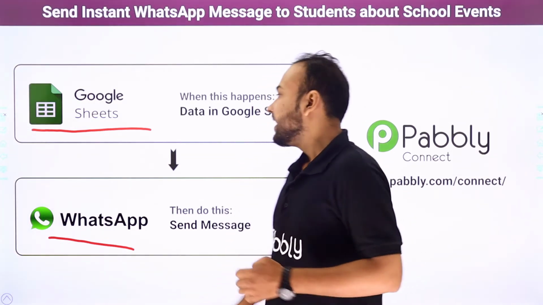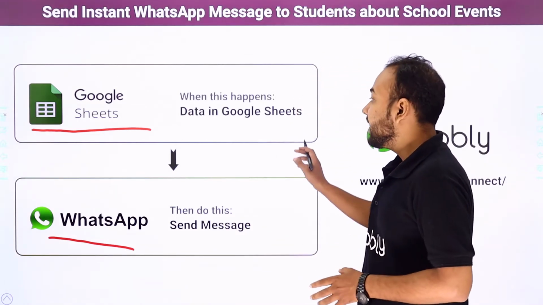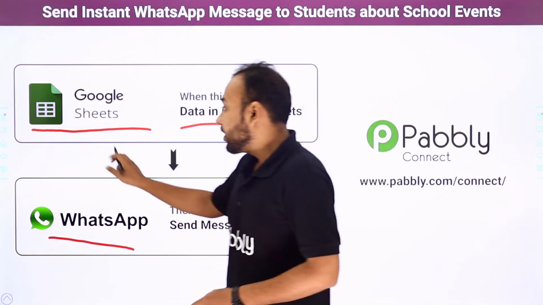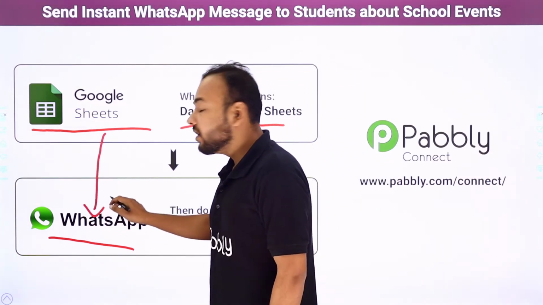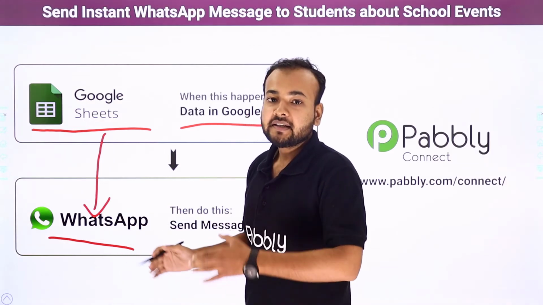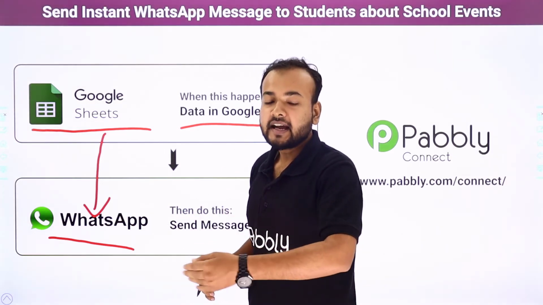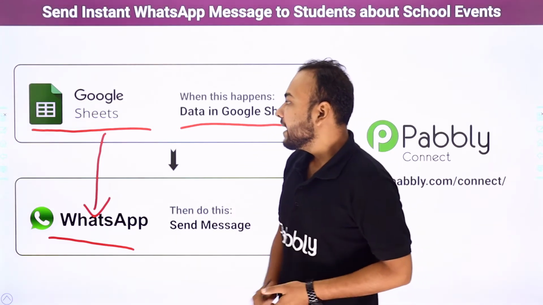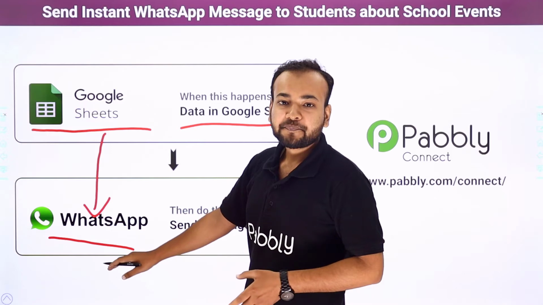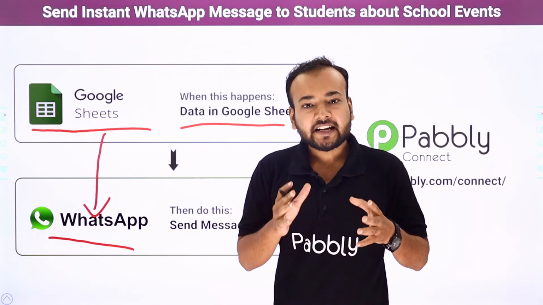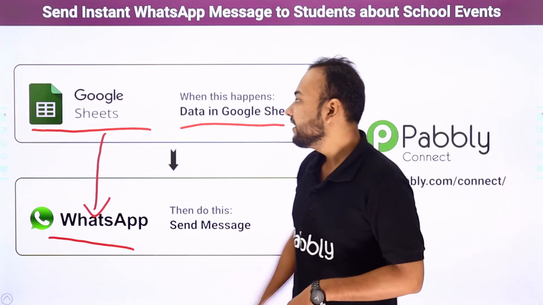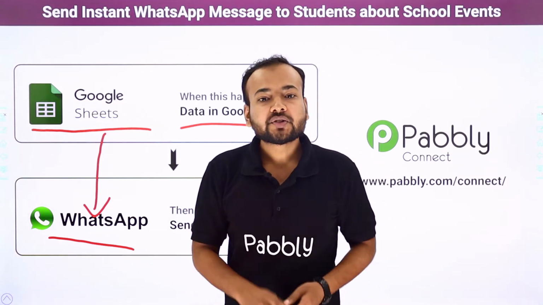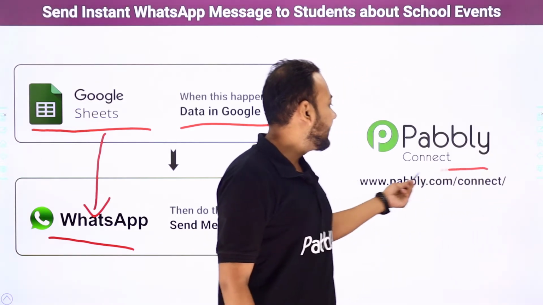What if I tell you that as and when you update your Google Sheet about the upcoming school event, a WhatsApp message gets automatically delivered to your student telling them that their upcoming school event is this and the date is this. Yes, this can be done by connecting Google Sheets and WhatsApp. But the issue is there is no direct integration between Google Sheets and WhatsApp. So to connect these two applications, I am using a software called Pabbly Connect.